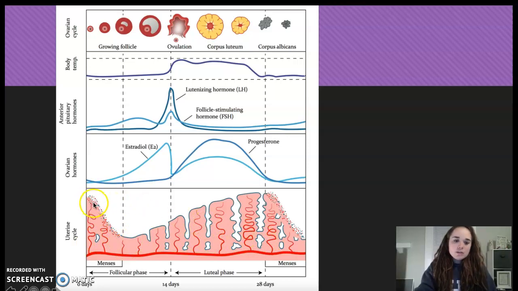So this would be the end of a period here. And then this would be the start of the new cycle. You can see how they flow one into the next. And this is the uterus as the lining of it grows during the cycle. So as you can see here, it grows and grows and grows, and then it sloughs off and you have your period.